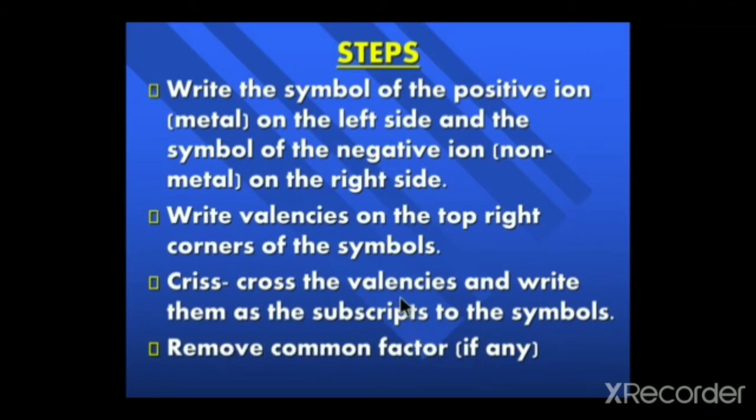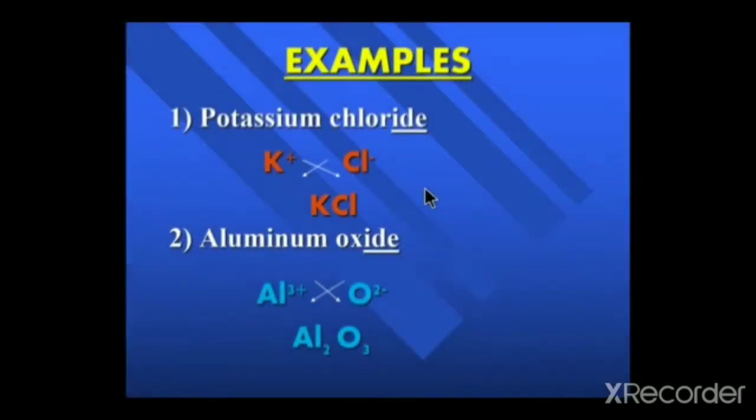So here students, now you are able to list the various steps which must be followed while writing the chemical formula. That is, we have achieved our fourth learning outcome.